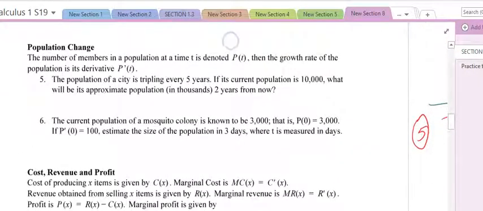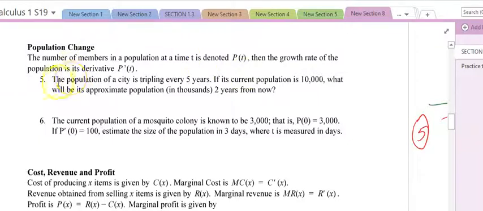Let's think about population problems. The number of members in a population at a time t is denoted p of t, and the growth rate of the population is its derivative p prime of t. So what we will do, we'll use p of t and p prime of t to estimate a future value, let's say p of t plus something else.